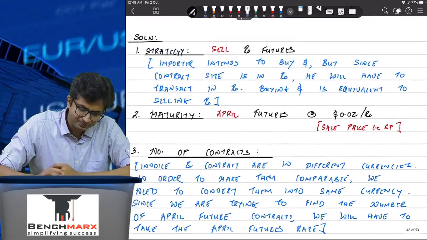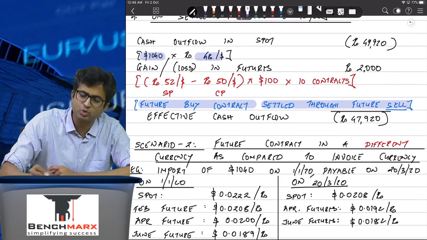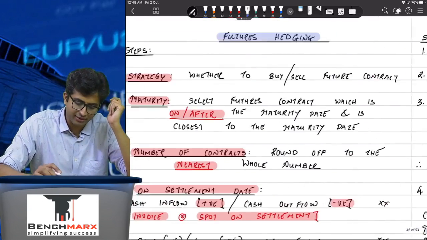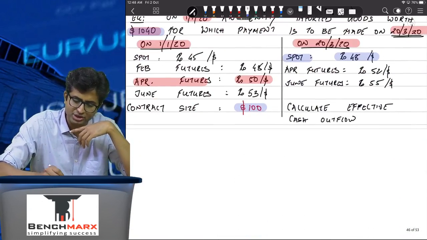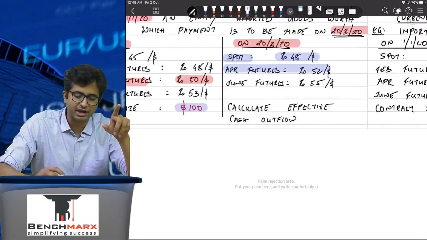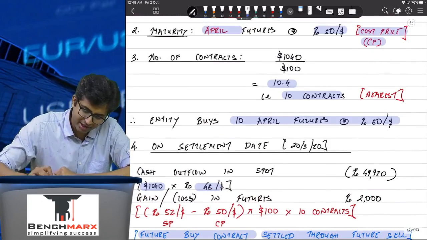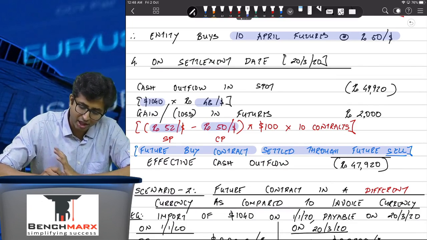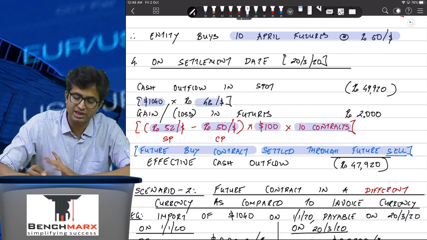So you will sell. A future buy contract will be settled through a future sell. Achha, you bought at I think 50, and now if you sell it, you will take the April futures price, and the April futures price is 52. So the selling price is 52. SP minus CP. SP minus CP is 52 minus 50. That is positive. Achha, will we multiply this by 1040? No. This is the gain or loss per dollar, and in every contract there are $100 and there are 10 such contracts, and hence that is 2000 rupees.